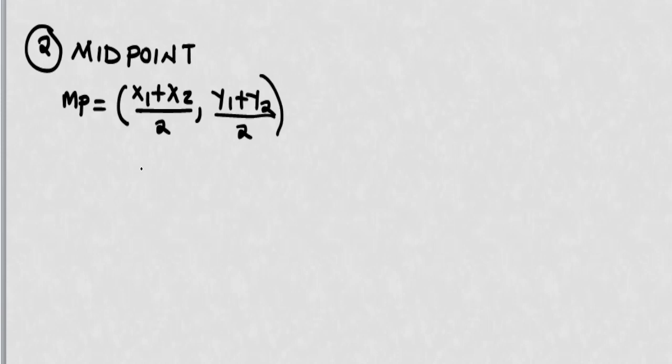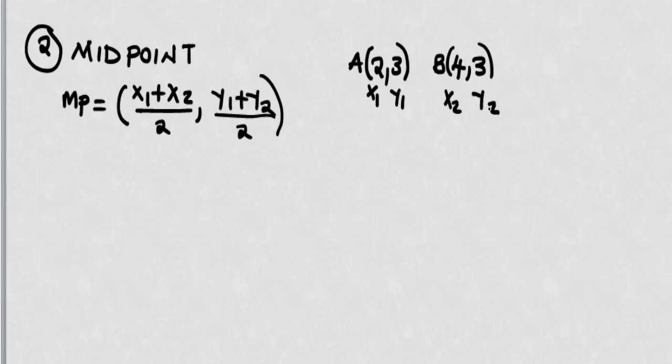Now suppose we've been given coordinates. So let's say we have point A which has coordinates 2, 3. Then we have point B which also has coordinates, 4, 3. Then the question is saying find the midpoint. How do we find the midpoint? So we're going to name this as our x1, this as our y1, this as our x2, this as our y2. Then the midpoint of the line AB is as follows.